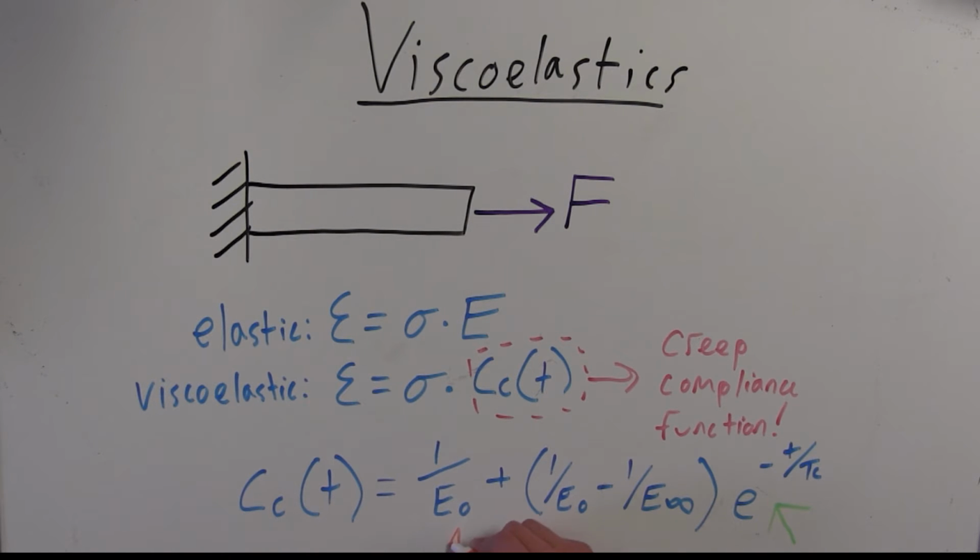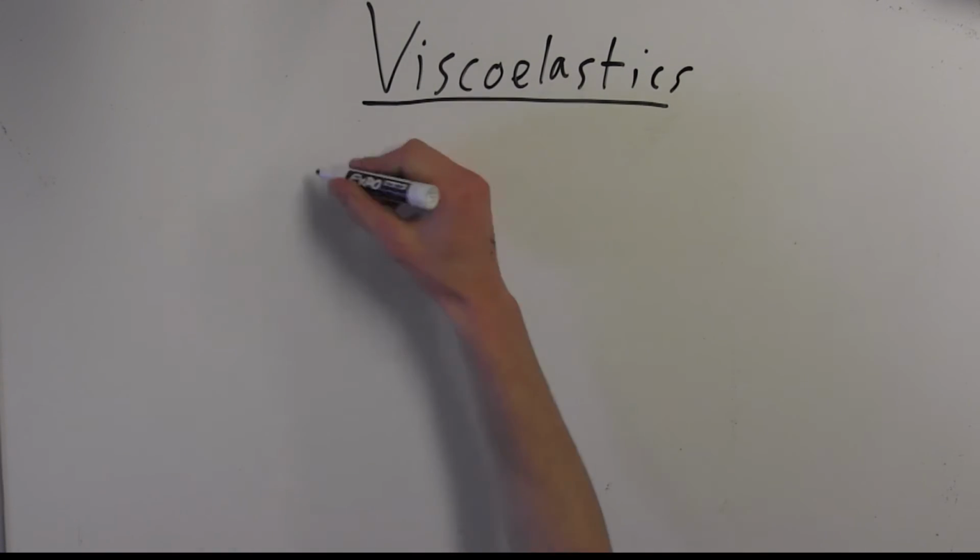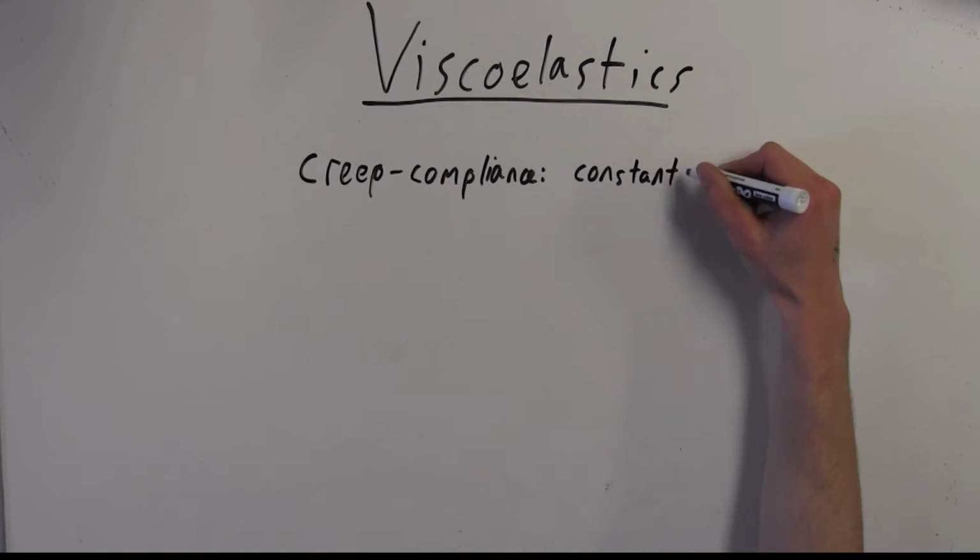Also take note of the three new variables. E0 represents the immediate modulus of the material. In the instant stress is applied to the beam, it can be treated as an elastic beam with a modulus E0. Likewise, E infinity represents the modulus of the material after a long time. After this time, the beam can be treated as an elastic beam with modulus E infinity. Tc is the creep time, a constant that describes how fast the material's modulus will change from E0 to E infinity. The creep compliance function models changes in strain when stress is constant.